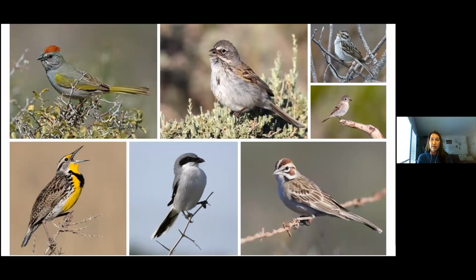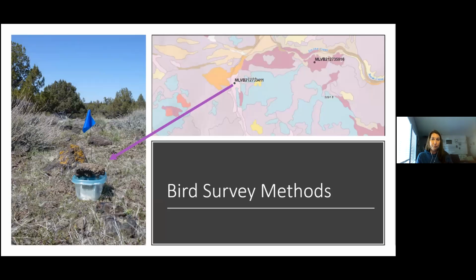Also, the California State Wildlife Action Plan has identified 7 species of concern for the Modoc Cascades ecological province. And these are the green-tailed towhee, the sagebrush sparrow, Brewer's sparrow, gray flycatcher, western meadowlark, loggerhead shrike, and the lark sparrow.